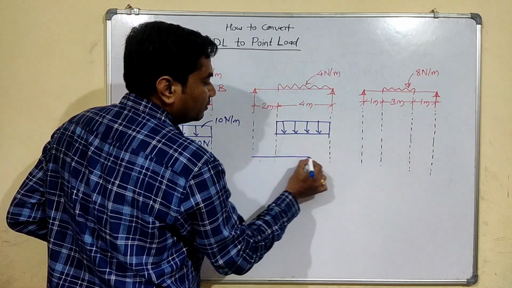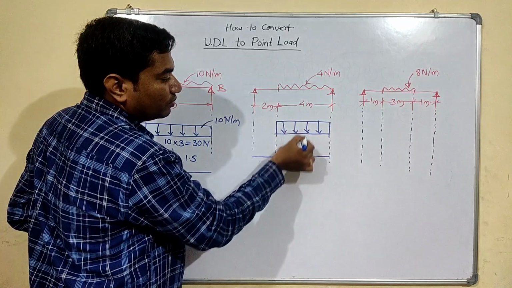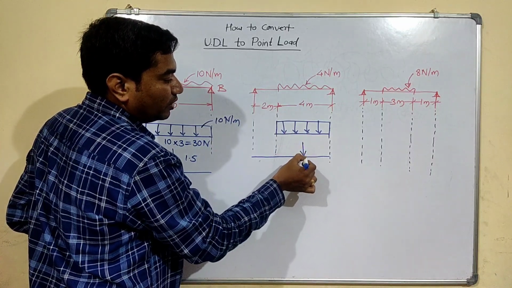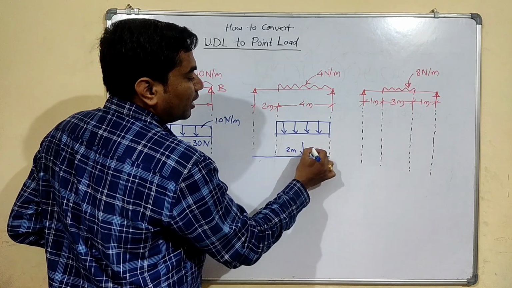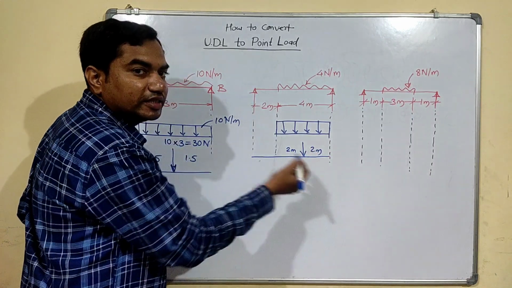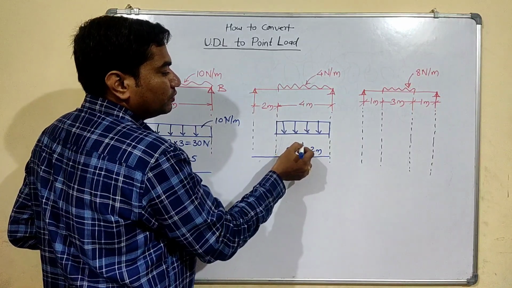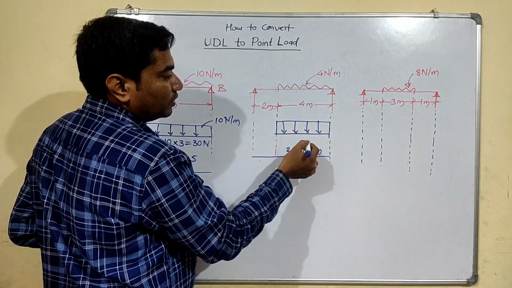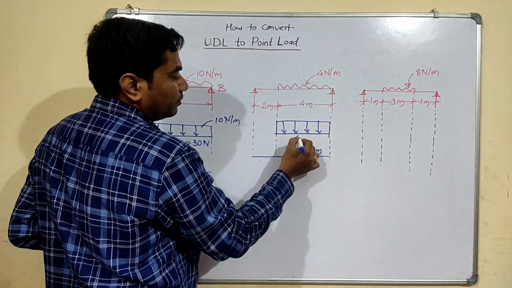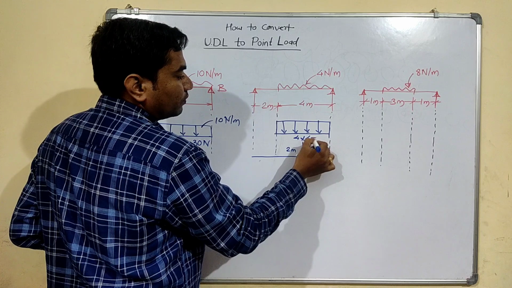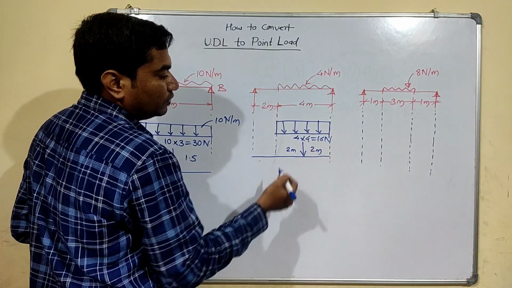So we can draw one beam and the point load is acting on the center of this rectangle. So this is the point load where it is acting. So distance is 2 meter and 2 meter. That is exactly half of the length of the UDL. So now intensity of this point load, which is converted from the UDL, is equal to intensity of UDL into length of UDL. So that is 4 into 4, this is 16 Newton.